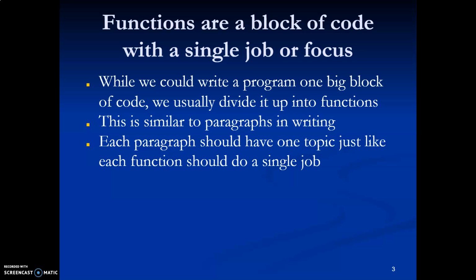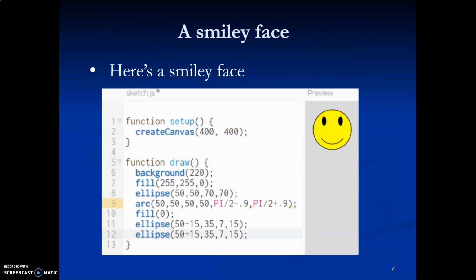Well, it's the same in programming. When we're writing code, we could just write code, code, code, code, code, but it's a lot easier if we organize it so all the code that works on a particular part of the program is put in the same place. And we call that a function. So a function is like a paragraph. It's a collection of code that does some particular job or focuses on a particular problem.